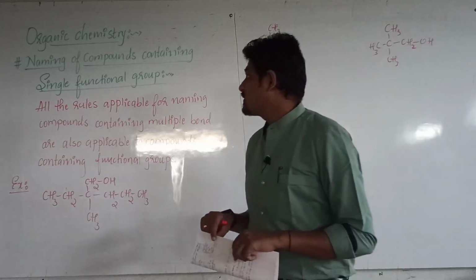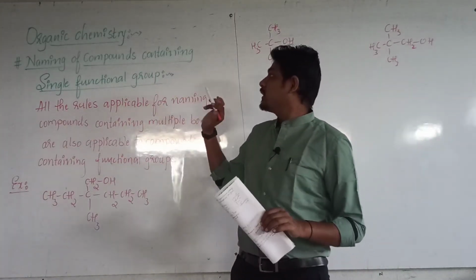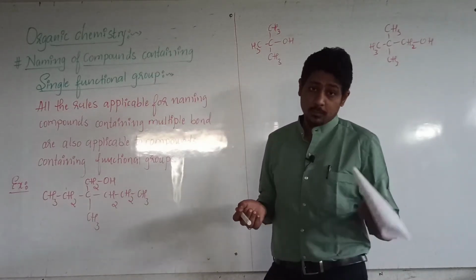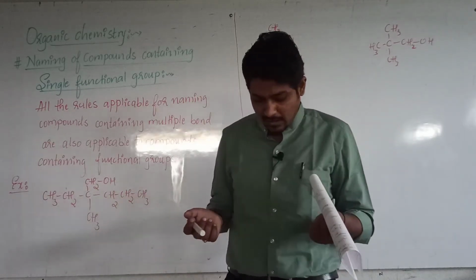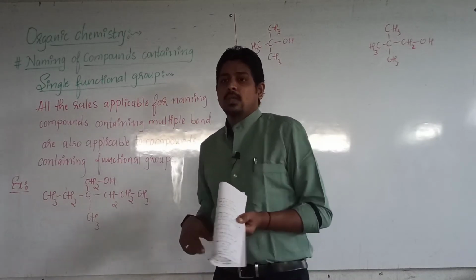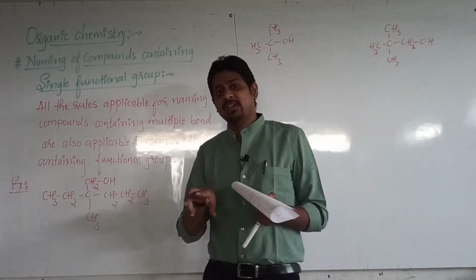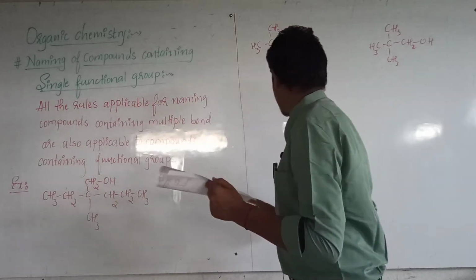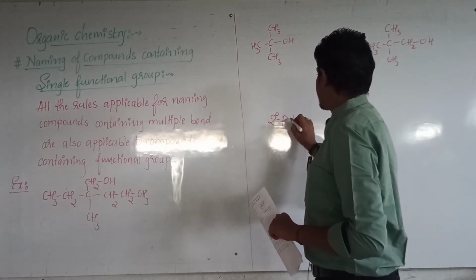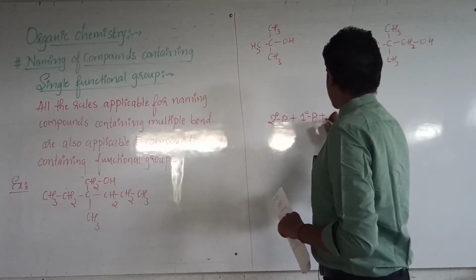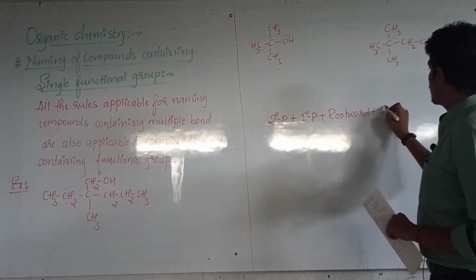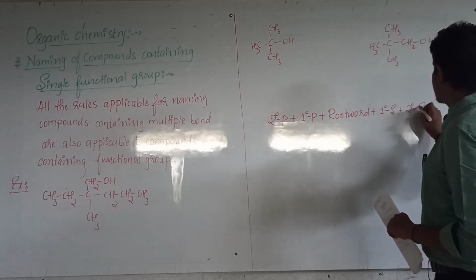Alright students, now we will see naming of compounds containing a single functional group. First, we shall see a compound containing a single functional group. We know that the suffix will indicate the name of the functional group. In the suffix there are 2 parts: one is the primary suffix and another one is the secondary suffix. So don't forget this rule. Primary prefix, then comes the root word, then comes the primary suffix, then comes the secondary suffix.